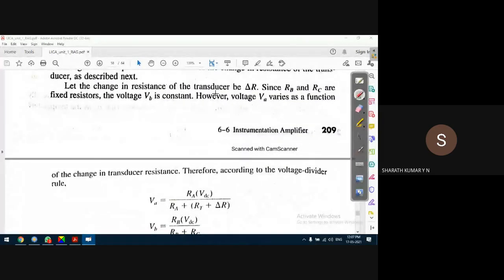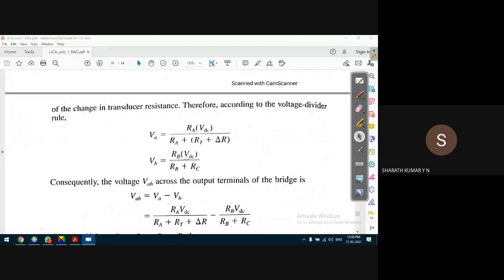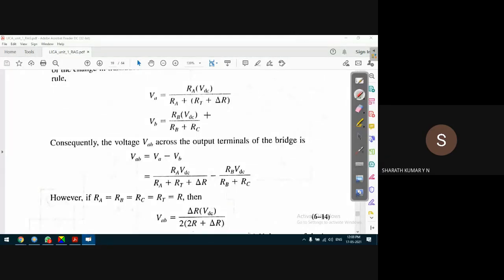The transducer resistance changes by delta R, while RB and RC are fixed resistors. VB is a constant voltage, and VA varies as a function of the change in the transducer resistance. According to the voltage divider rule, we can derive the equation for the voltage: VA is equal to R into VDC divided by RA plus RT plus delta R, where delta R is the change in resistance. Similarly, we can write the equation for VB. So VAB is the voltage across the bridge.